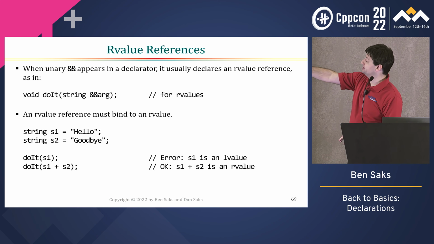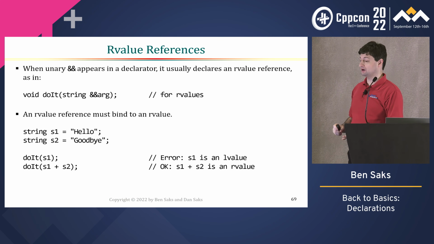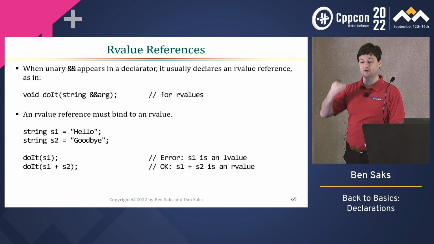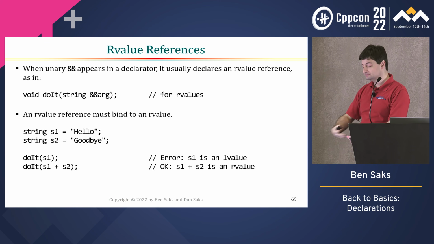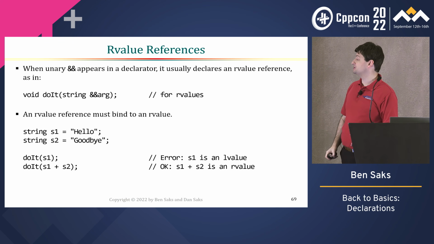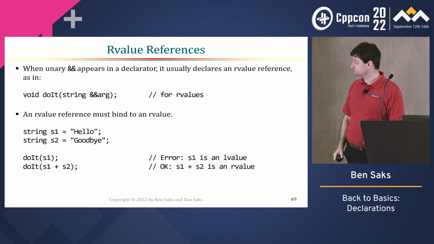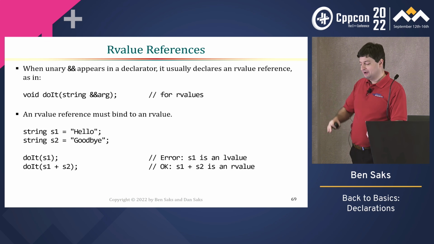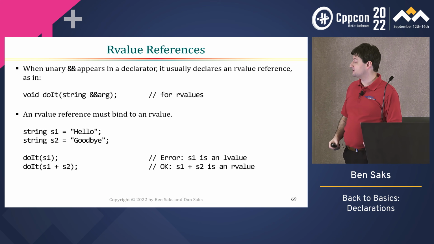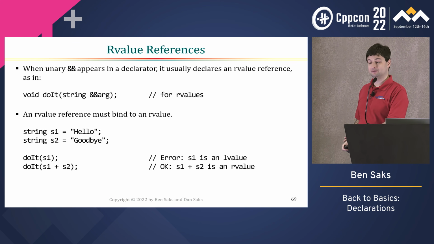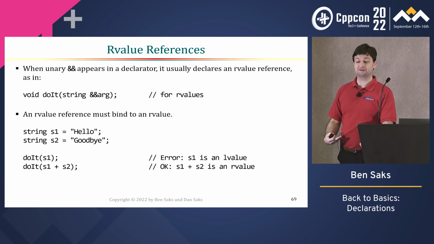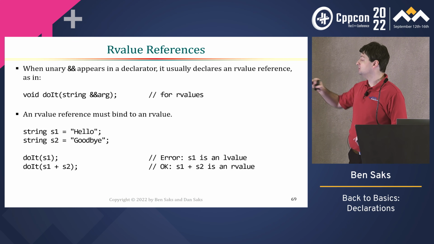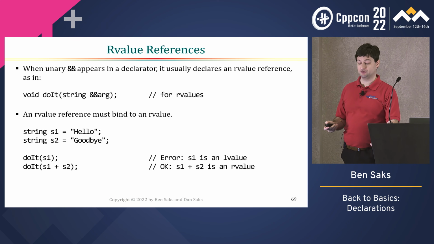So the strings s1 and s2 there are lvalues. They're long-lived objects that have locations in memory where they live for the duration of time that's associated with their definition. So I would not be able to call doit and pass simply s1 in, but s1 plus s2, that's an expression that yields an rvalue. I can go ahead and call doit on s1 plus s2.